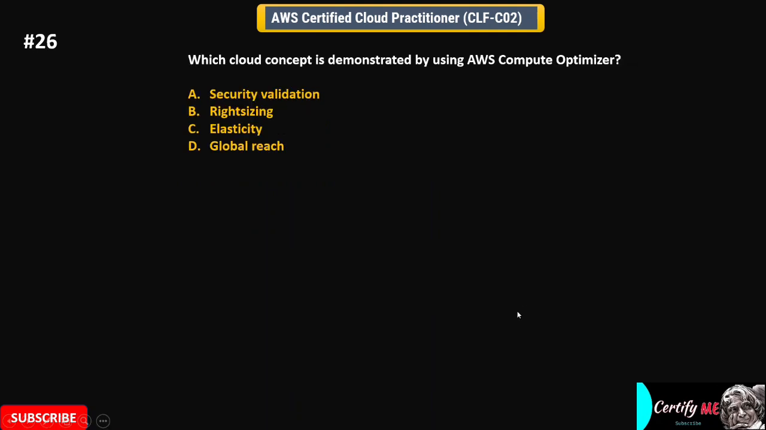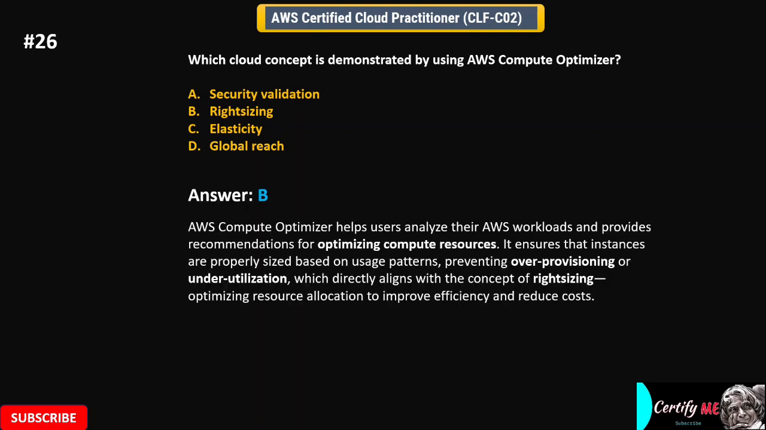Next question. Which cloud concept is demonstrated by using AWS Compute Optimizer? Option A, security validation. Option B, right sizing. Option C, elasticity. Option D, global reach. The right answer is option B, right sizing.